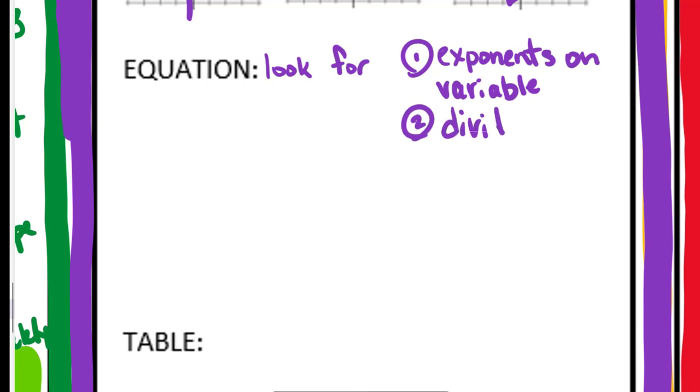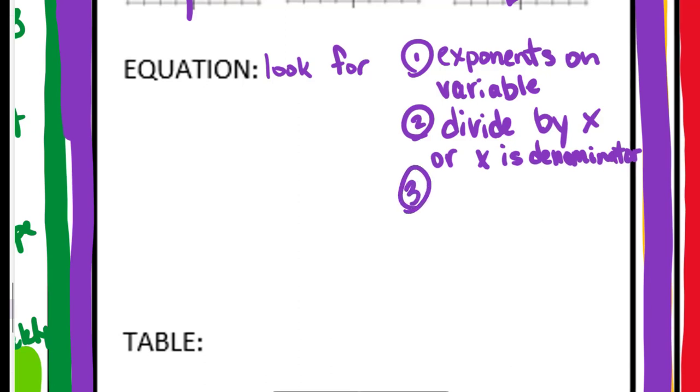If we are dividing by x, or another way to phrase that would be that x is in the denominator of the fraction, okay? If it's a numerator, that doesn't matter. Only if it's a denominator will you get a nonlinear function. In a third situation, where x itself is the exponent, that would be an exponential function. Okay. So I'm going to get some real specific examples here.